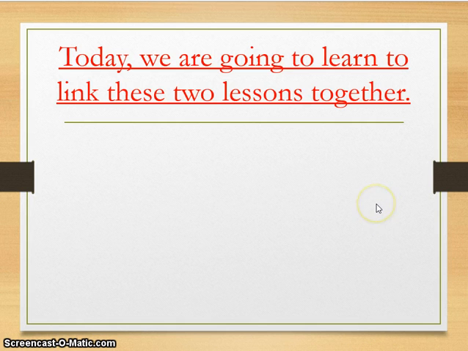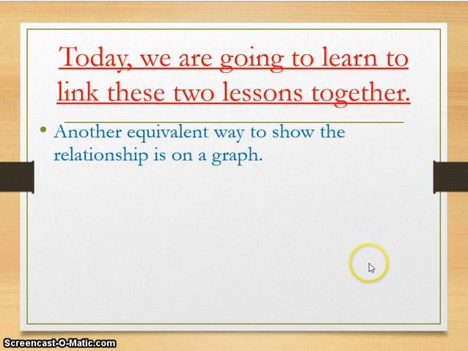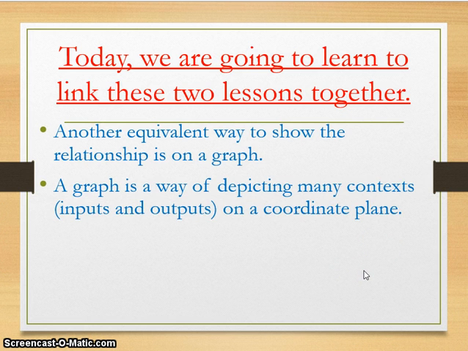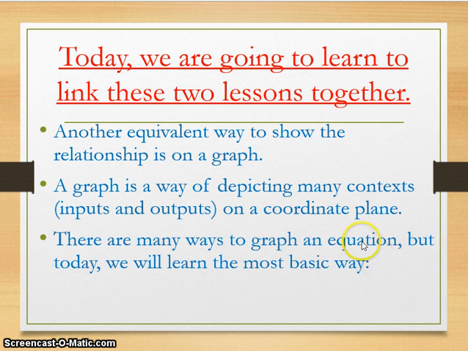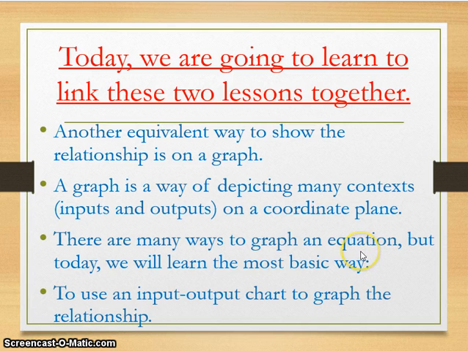Today, we are going to link these two lessons together by saying that there is another way to show that same equivalent relationship, and that is on a graph. Remember from the introduction of this unit that a graph is a way of depicting many contexts on a coordinate plane. Now, there are many ways to graph an equation, but today we're going to learn the most basic way: to use an input-output chart to graph the relationship.